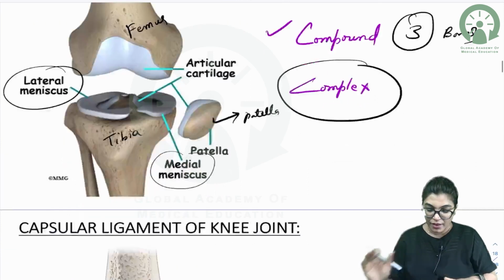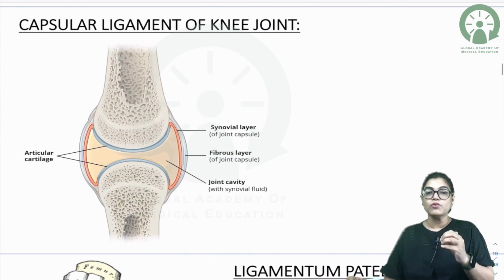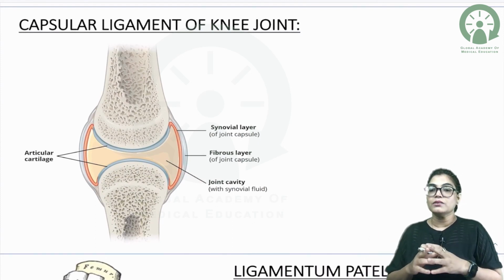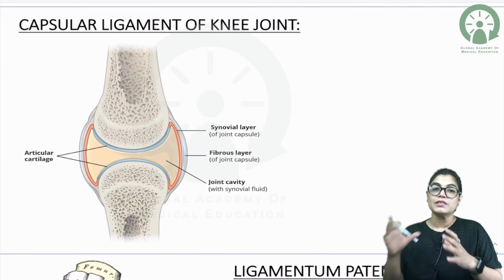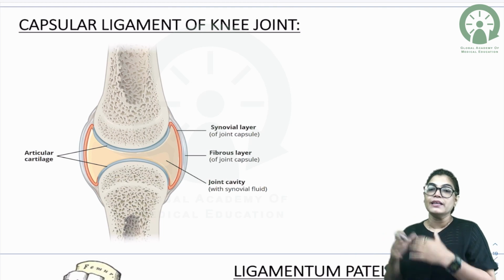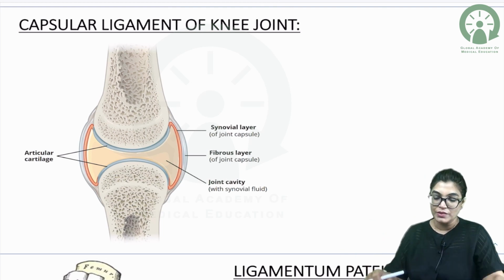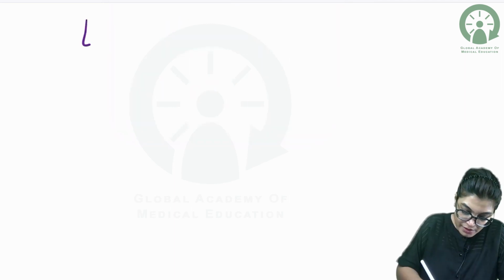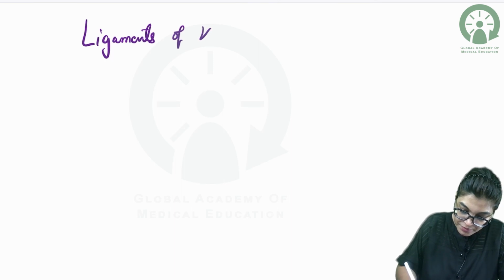Other than that, I also want everybody to note down all the ligamentous support of the knee joint. So many important ligaments give support to the knee joint. First I want everybody to note down the ligaments and then I will show you their attachments. Please write down the list of ligaments of the knee joint. The ligaments of the knee joint are the following.